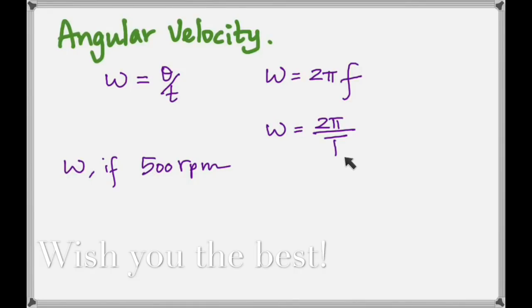No, sorry. What is t? Time period. What do you mean by time period? Time taken for 1 rotation. So again, frequency is the number of rotations in 1 second. Time period is the time taken for 1 rotation. Are you with me? If you are, go ahead, find this. If an object makes 500 RPM, find its omega.